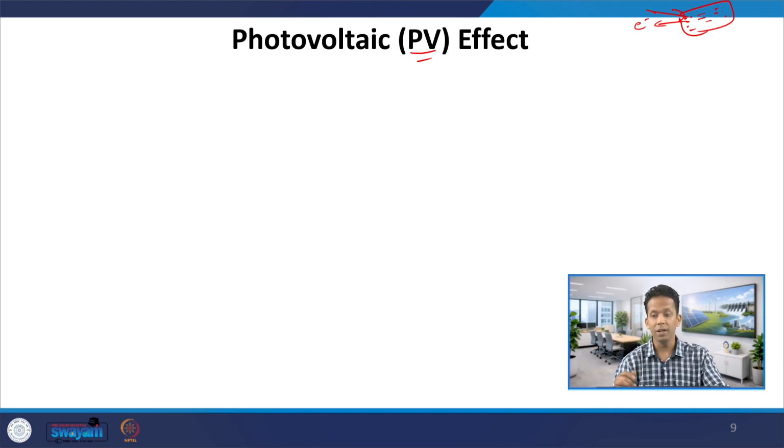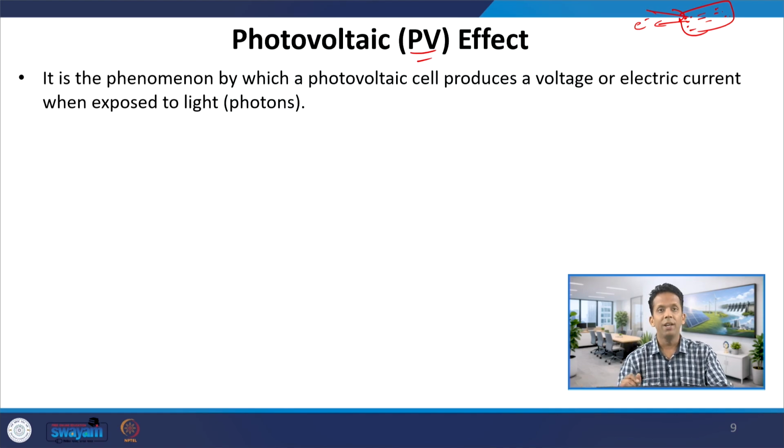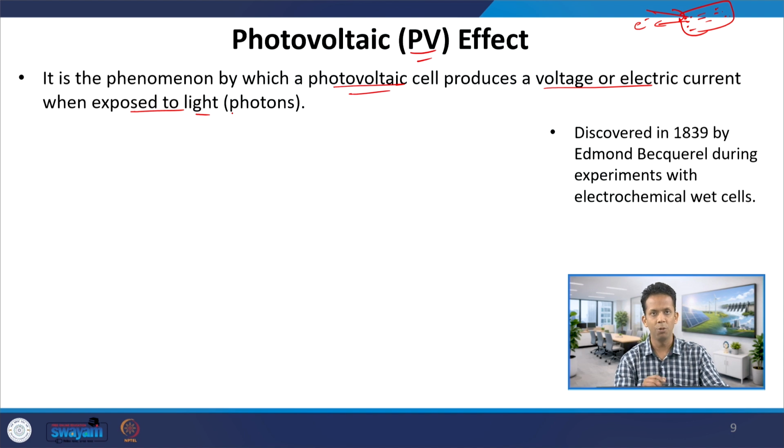But in photovoltaic effect, electrons don't leave the surface of the material. They absorb the energy and get raised from valence band to conduction band, or in semiconductors, they lead to generation of electron hole pairs, but they never leave the material. So photovoltaic effect is the phenomenon by which a photovoltaic cell or a solar cell produces a voltage or electric current when exposed to light or photons.